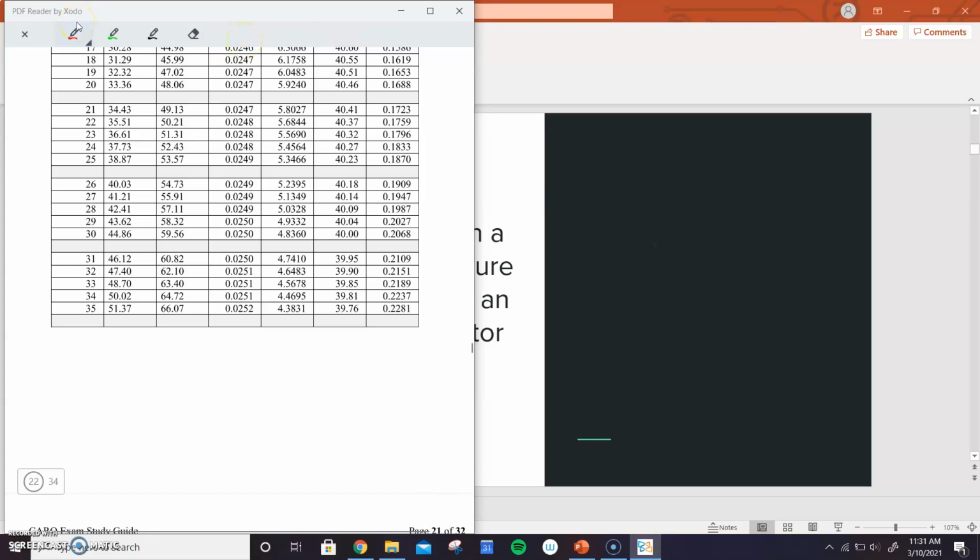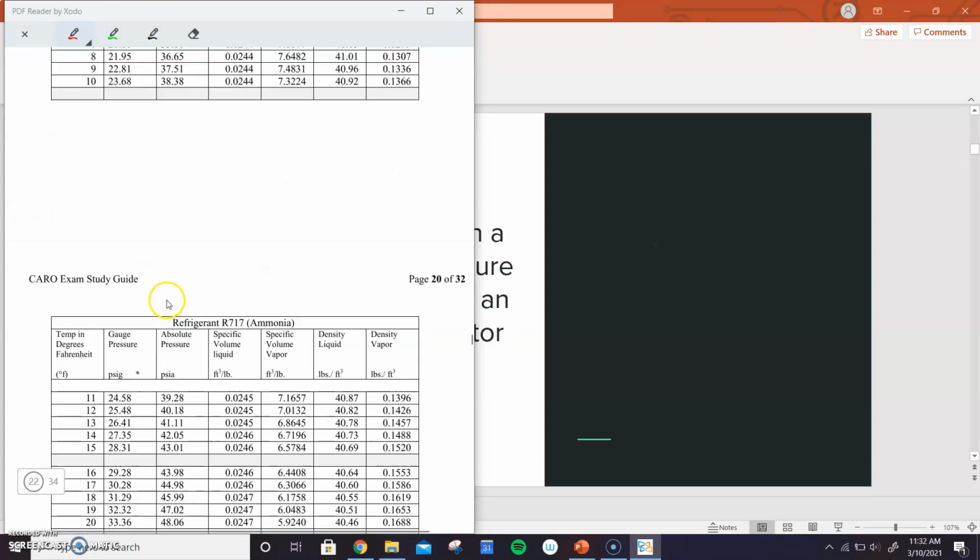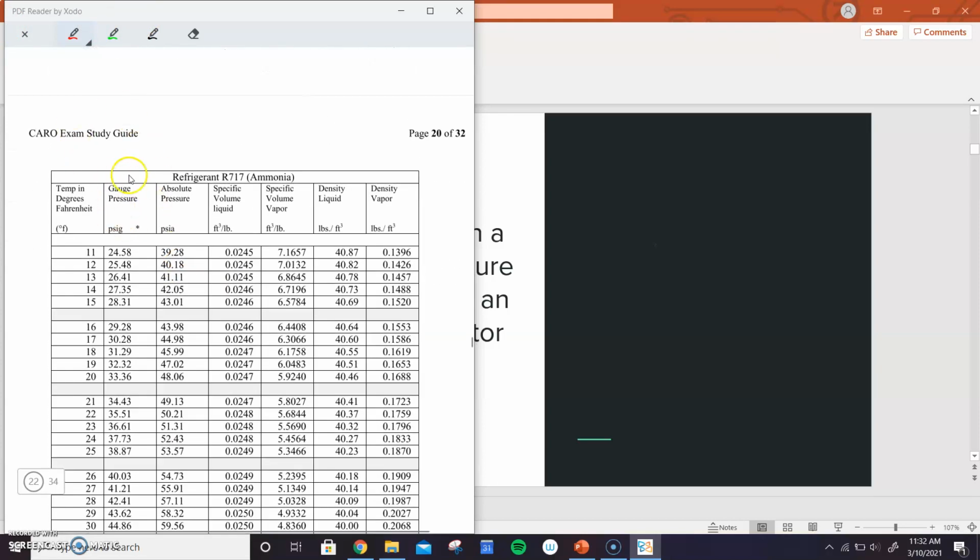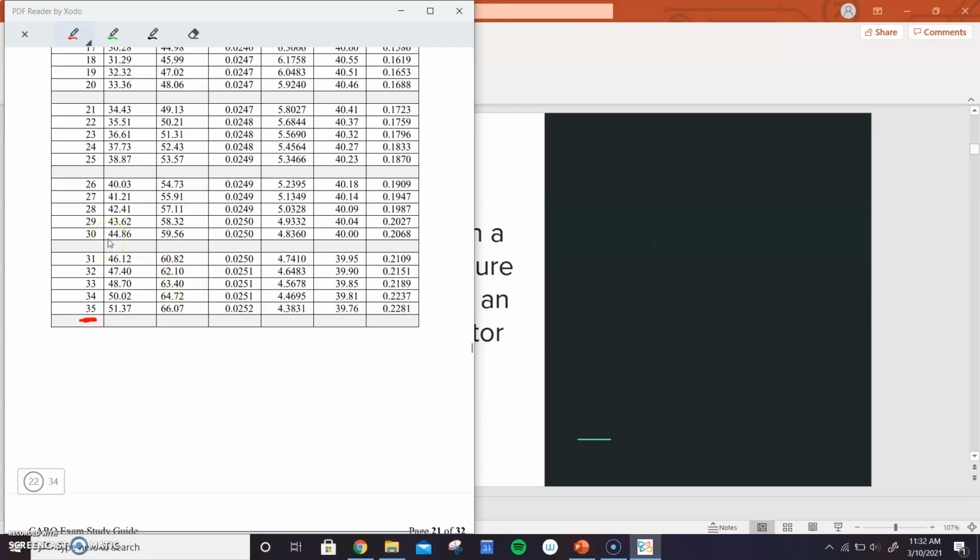We have 35 degrees Fahrenheit. And this column, let me see if you guys can see it. It won't let me scroll up at the pen. Oh, there it will. Okay, this is PSIG. Make sure you use the correct units. Most of the time we'll be referring to PSIG. We use PSIA for compression ratio. So at 35 degrees saturation, we would be at 51.37 PSIG.